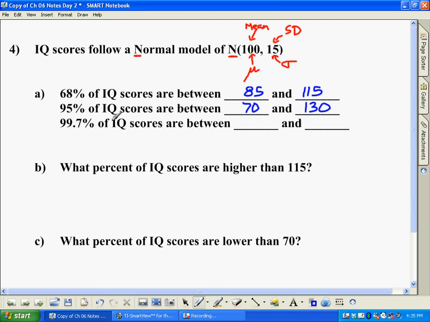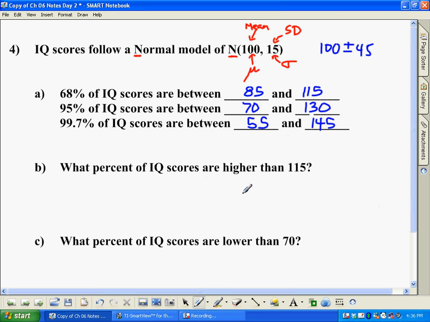And finally, the last one over here, if we multiply this by 3, we get 45. And if you take 100 and add or subtract 45, you would get 55 and then you get 145. So nearly all people, 99.7% of people, have an IQ between 55 and 145. If you were either below 55 or higher than 145, that would be very weird and strange.